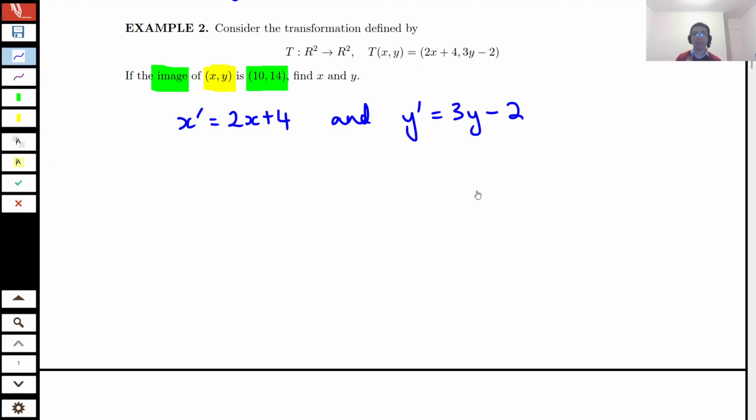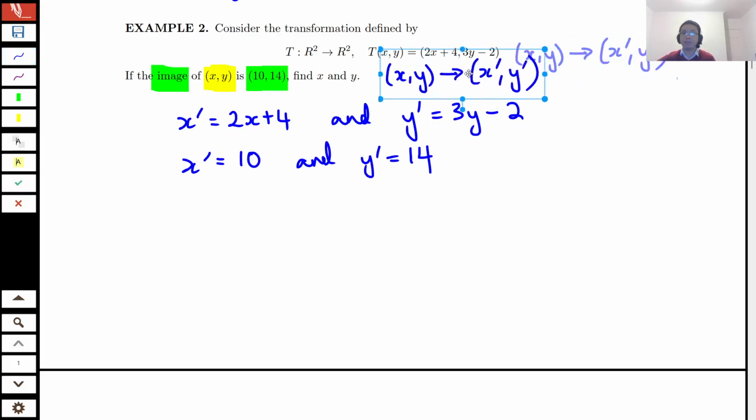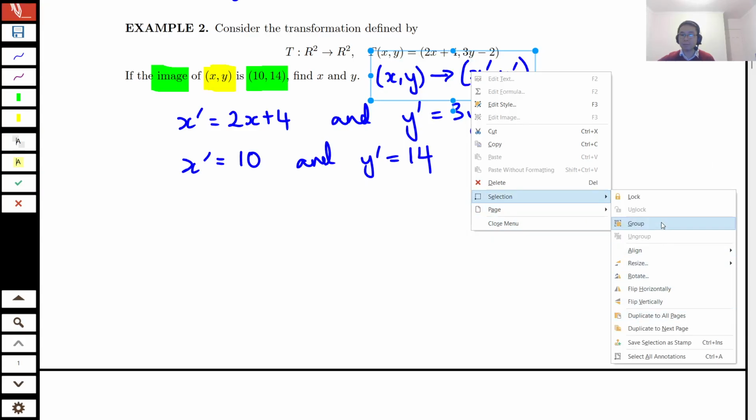However, this time, the transformation gives me an output of 10 for x and 14 for y. And now I'm asking the question, what was the original coordinate that got me to an output of 10 and 14? Okay, slightly different question.